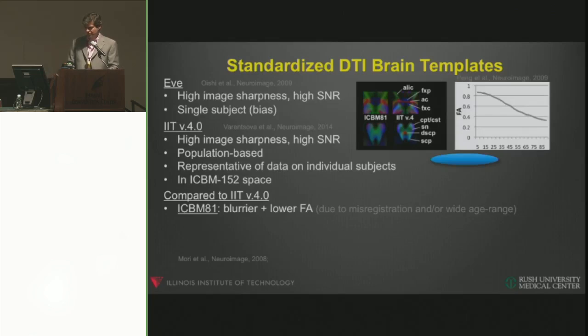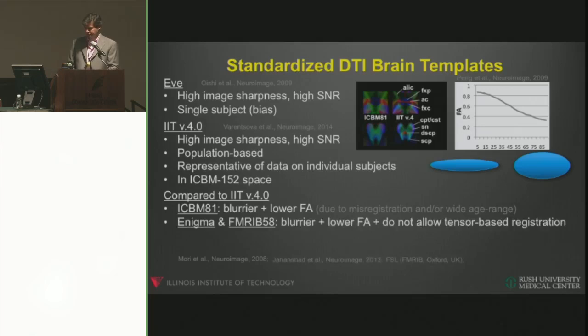Also, the ICBM 81 has lower FA values compared to IIT version 4, and one of the reasons is misregistration of the individual subjects. The way this happens is that if you have multiple tensors that are nicely registered to each other, then their mean is a tensor that looks like them. But if you have misregistration and you average those tensors, the mean becomes a more rounded ellipsoid, and the FA value drops. So that's one of the reasons why ICBM 81 has lower FA values. The other reason is that it is made out of subjects with a very wide age range, and as you know, FA value drops with age.